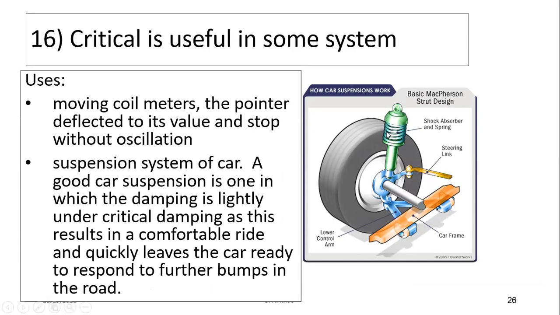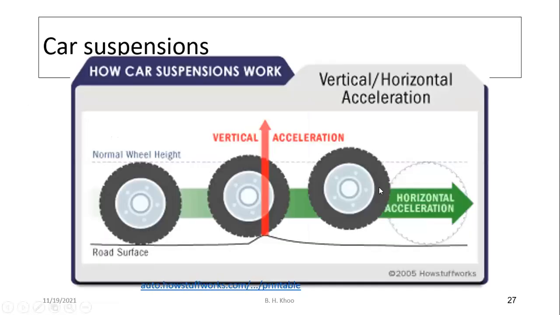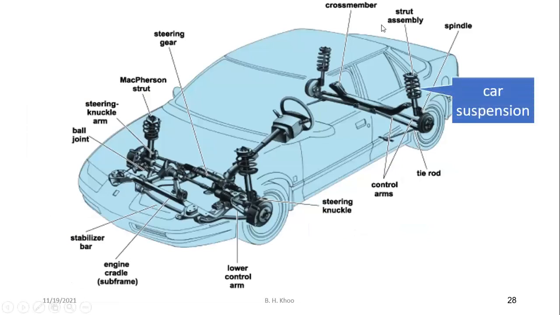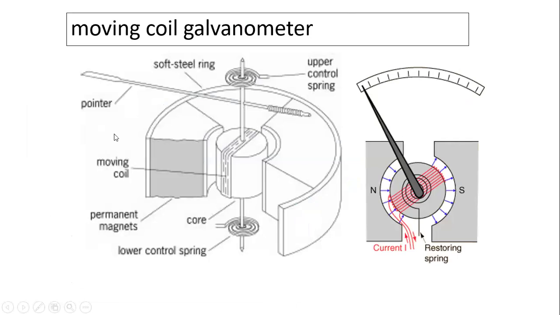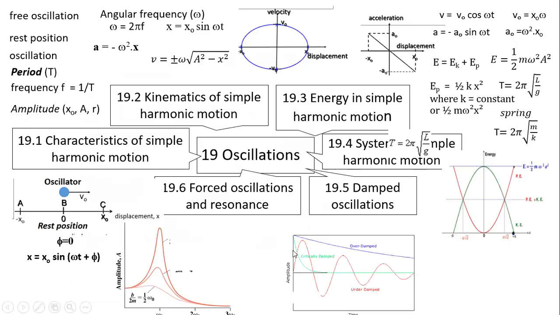Another is the suspension of a car. This is a suspension of a car. For a good ride: during the 60s, the car had light damping. If you have the old-fashioned car and you go onto a rough or bumpy road, it will go up and down. Whereas a modern car is not that bad. You go over a bump, it will oscillate for a while and then come down, more comfortable. So that's the car suspension. And that's your moving coil galvanometer.